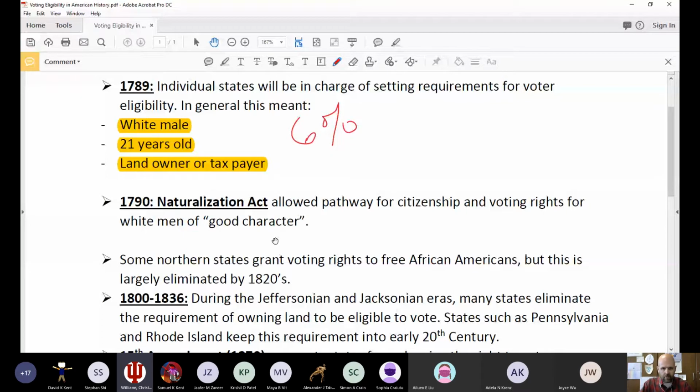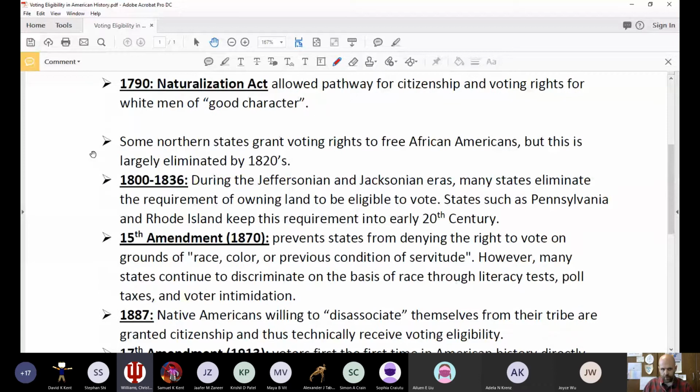Now, it is important to note that some states in the North did grant voting rights in certain communities for free African Americans, but this was very short-lived. Okay, this was not, again, a policy where every free African American was given the right to vote in every northern state. Okay, and obviously you would see this much more in northern states than southern states because by this point in the early 1820s, most northern states have ended slavery, while the southern states have continued the policy of having slavery because it's very important to their economy.